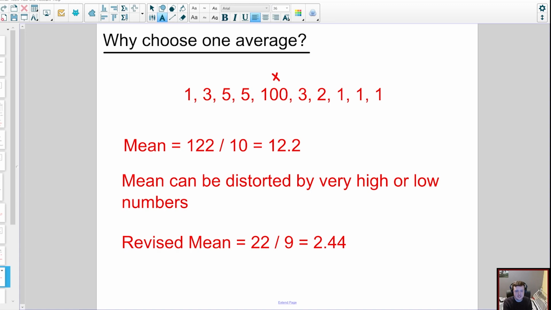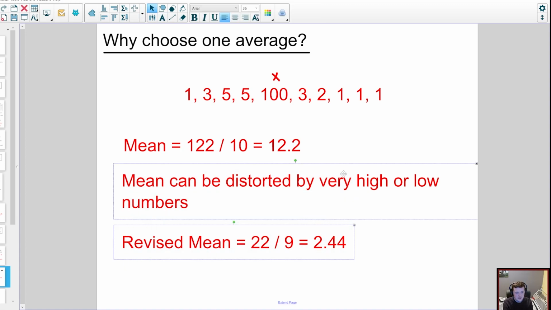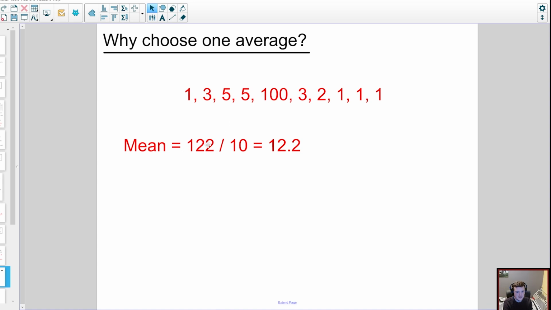That seems more reasonable for my mean, because the biggest number is 5 and the smallest number is 1, so we'd expect it to be somewhere between 1 and 5. And so we've got our middle number as 2.44, that seems fairly reasonable. With the revised mean, we've essentially discounted the outlier. And we can do that, or we can use a different average altogether. So let's stick with our mean number as 12.2, but let's use the median instead.